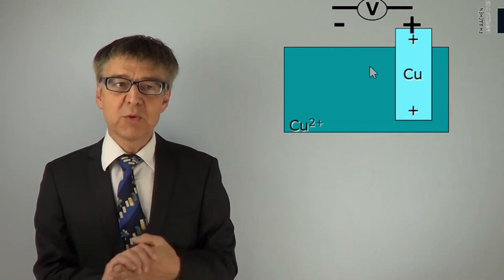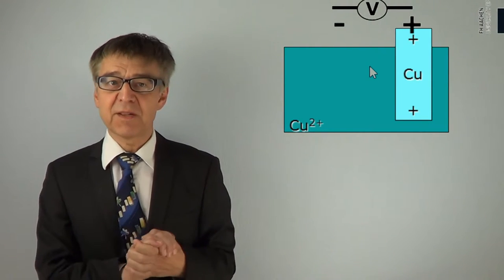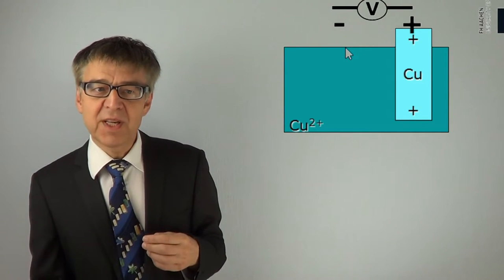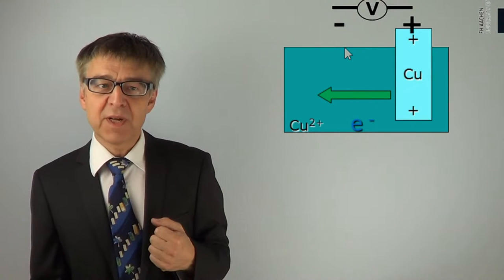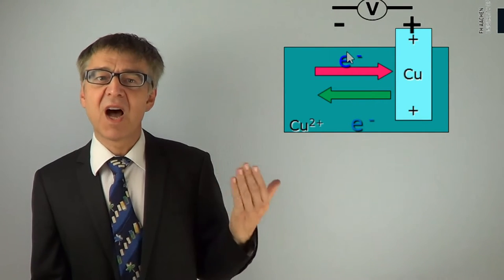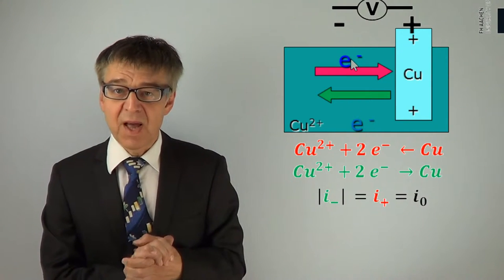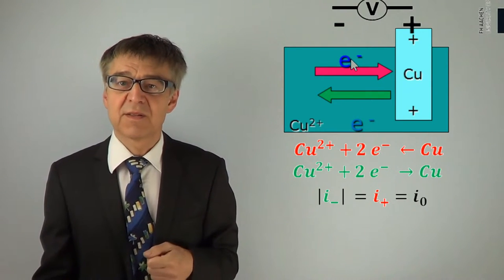The cathodic current will be slowed down by the resulting electric field. The anodic current will be accelerated. Eventually, in equilibrium, dissolution rate and deposition rate are equal. This will result in a potential jump at the metal electrolyte surface.